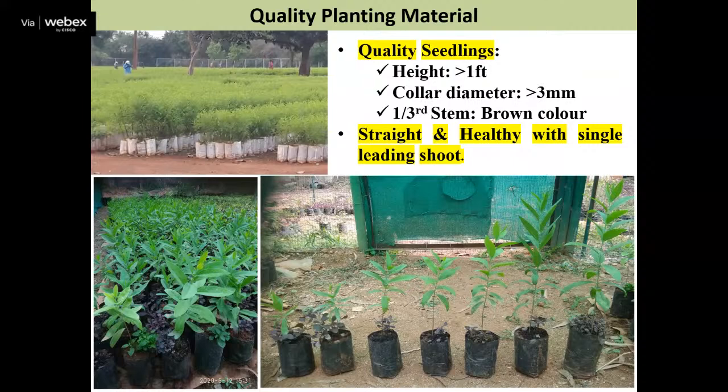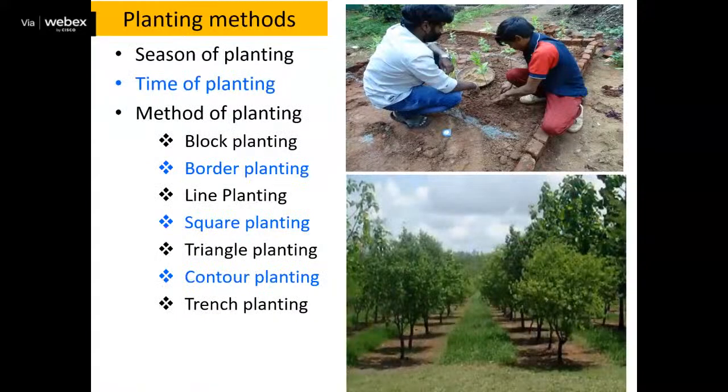And this is another point, I think in the last lecture you might have learned how to produce quality planting stock. Quality planting material means that at planting time the seedling size is more than 1 foot in height, and the collar diameter is more than 3 mm in thickness. The stem will be brown in color, which shows the sturdiness of the seedling. It means it can tolerate even the summer season to some extent. That is why we stress that the seedlings should be hardy and more than 1 foot in height. This type of seedling you have to prefer for planting.